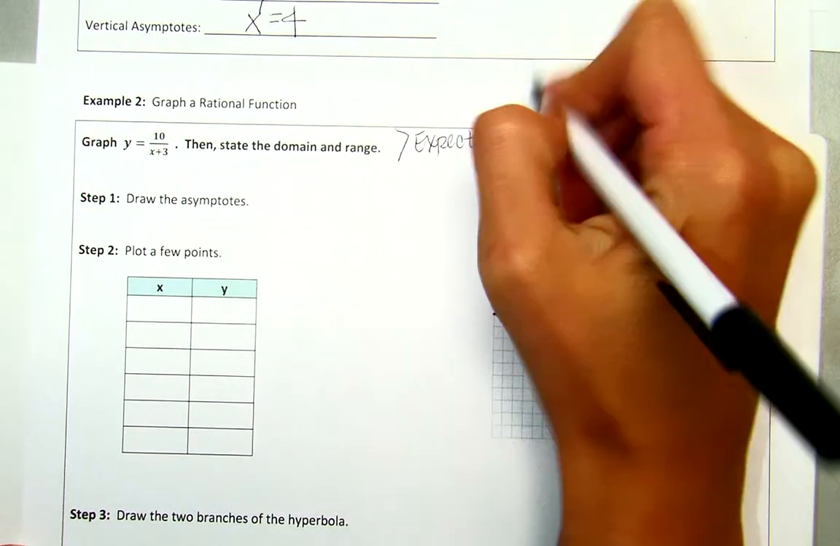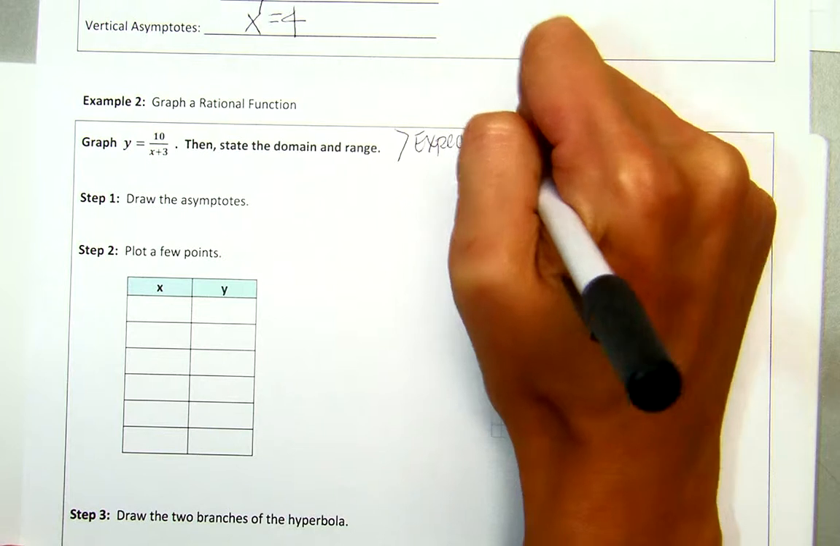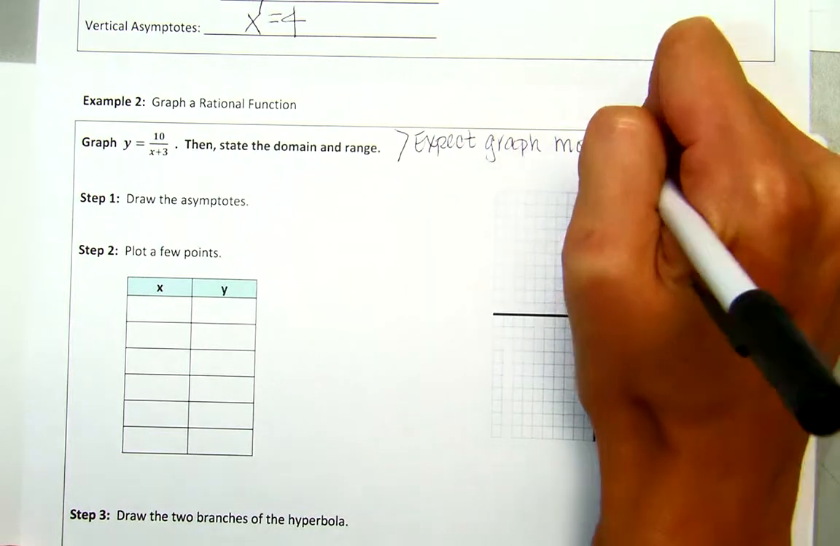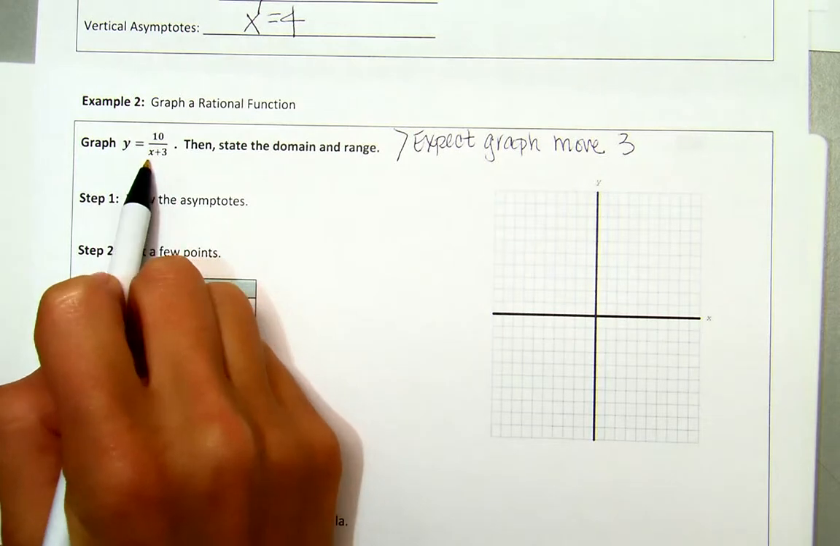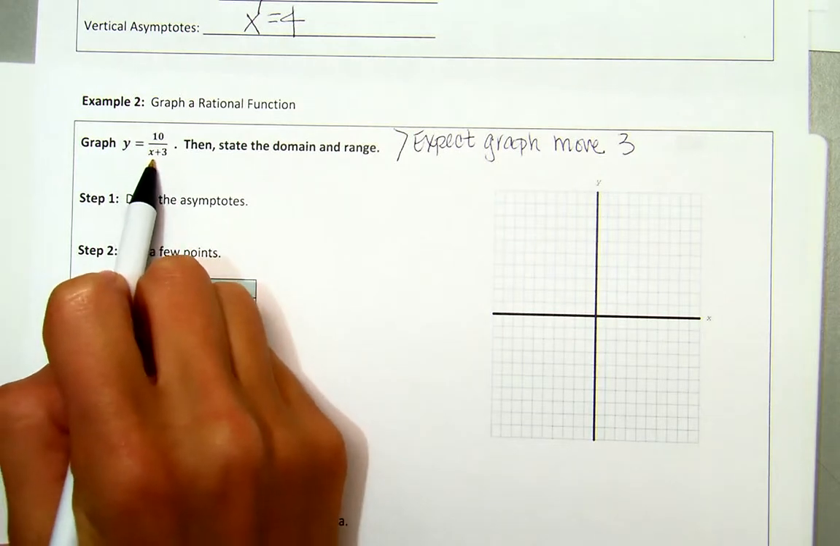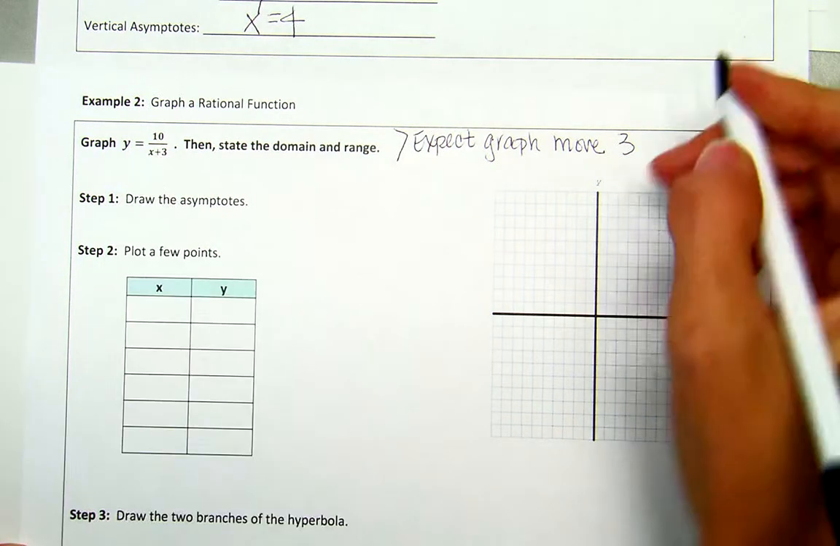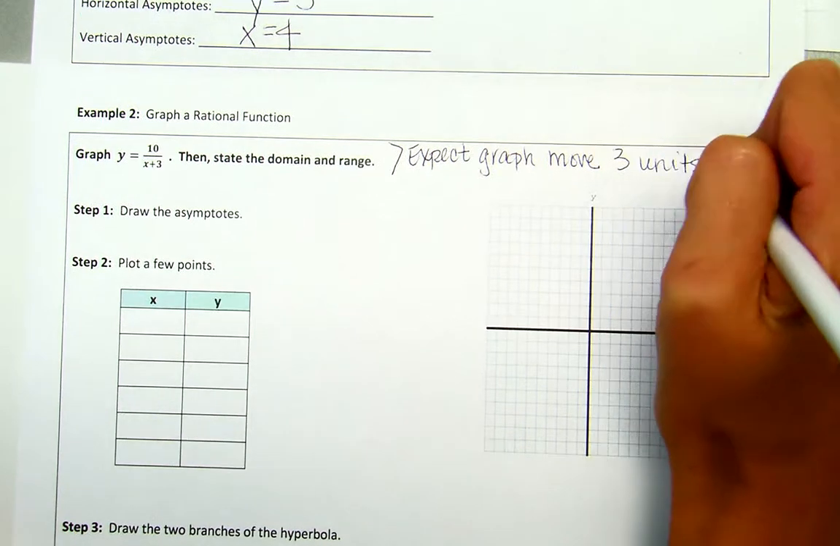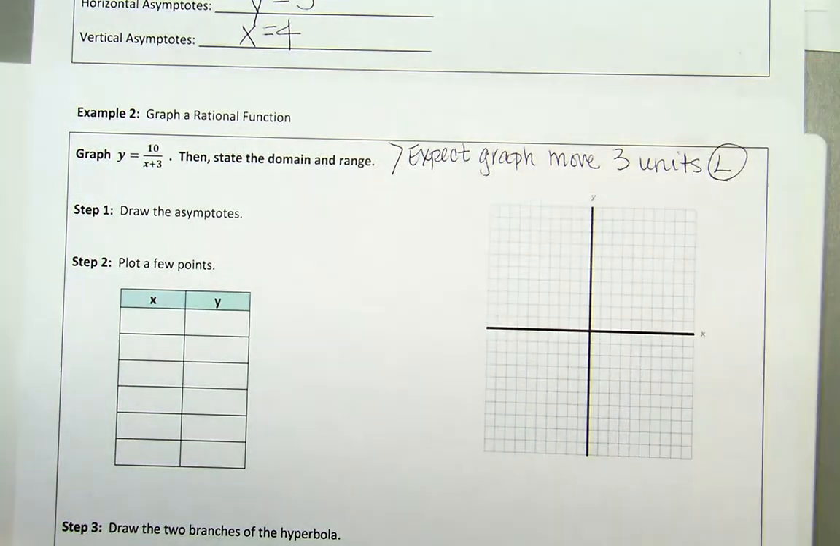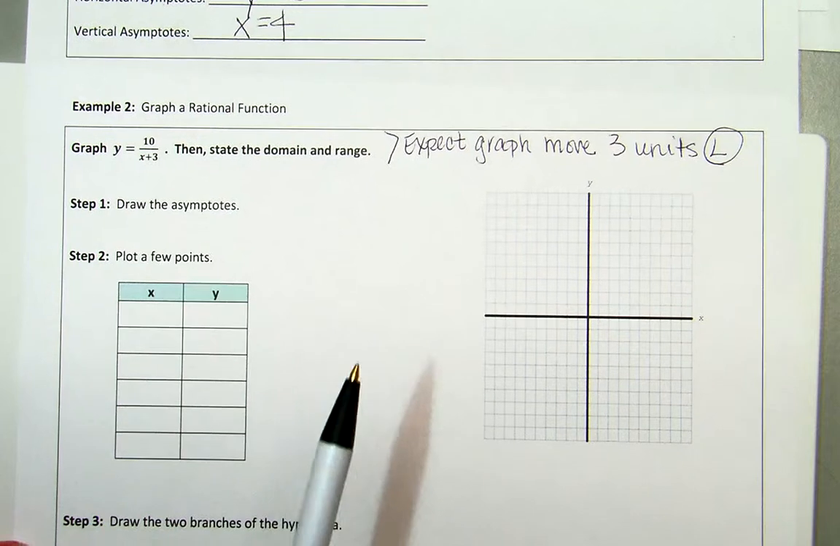is for my graph to move 3. So since it's paired with my x, I know I'm moving left or right. And because it's with my x, I know it's going to be opposite of what I think. So since it's plus 3, it's actually going to move 3 units to the left. So that's what I'm expecting my graph to do.